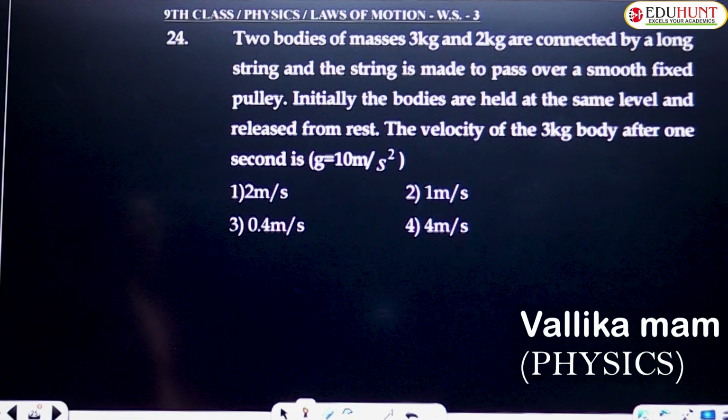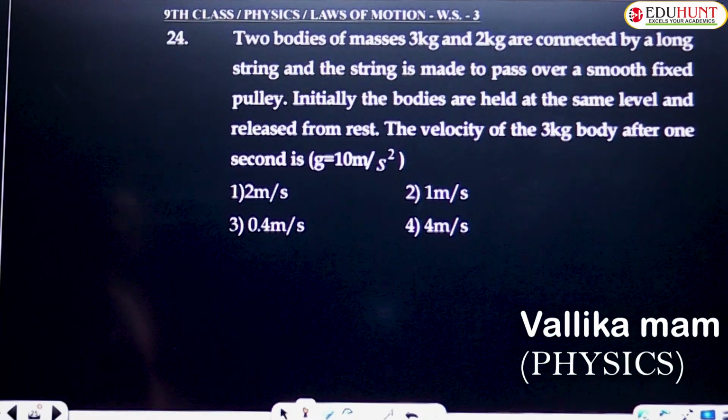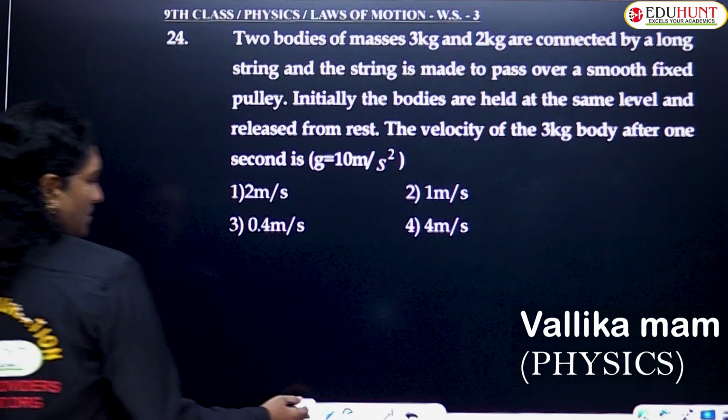Well, 24th question. Two bodies of masses 3 kg and 2 kg are connected by a long string and the string is made to pass over a smooth fixed pulley. So the pulley is there and the masses are connected by a long string. Let us plot out the picture.